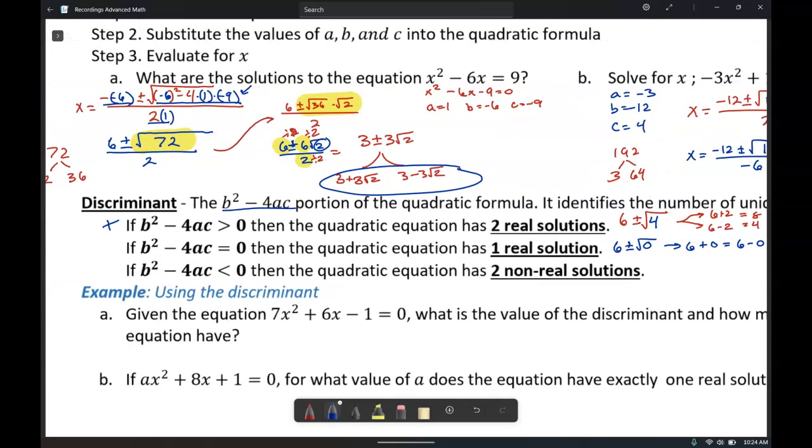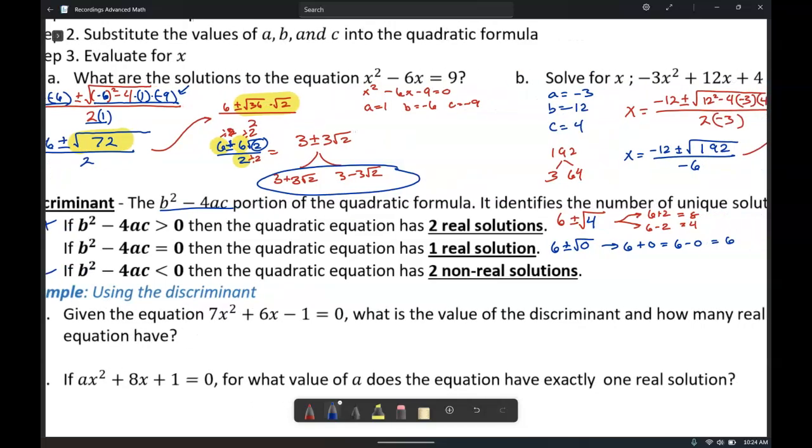Now, if our discriminant is negative, then that means that we have two non-real solutions, no real solutions. Because if I try to take the square root of a negative number, now we have a non-real complex solution, because we can't square root negatives in the real number system.